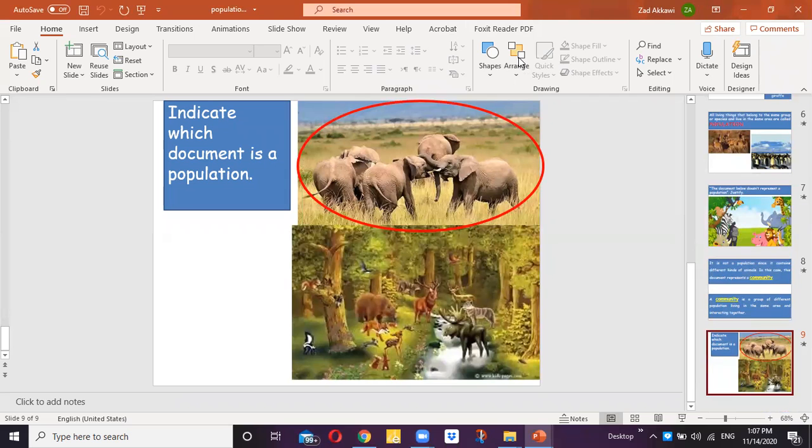Again, a community is a group of different kinds of living things or different populations that are found in the same area, while a population is a group of the same kind of organism or living thing that are found in the same area.